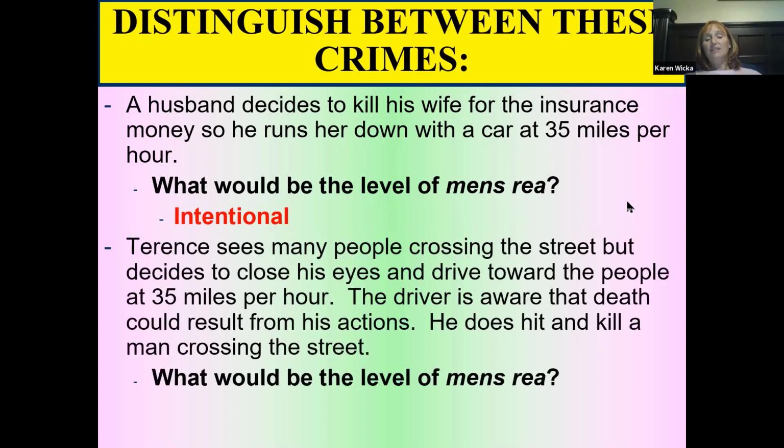Okay, so Terrence sees many people crossing the street, but decides to close his eyes and drive towards the people at 35 miles per hour. The driver is aware that death could result from his actions. He hits and kills the man crossing the street. Okay, so again, go through each of the definitions. Intend to act, intend the result. Is the result virtually certain? Which one best fits it? This would be knowing. So you intended to act, and it's virtually certain if you're driving your car and close your eyes towards people, somebody's going to get hit and get killed.